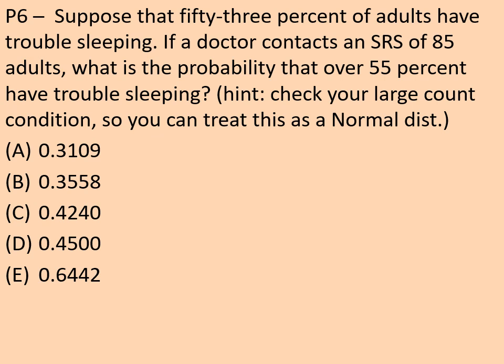P6. Suppose that 53% of adults have trouble sleeping. If a doctor contacts an SRS of 85 adults, what's the probability that over 55% have trouble sleeping? Hint here, check for large count conditions so that you can treat this as a normal distribution, and we will do a normal calculation here rather than a binomial.